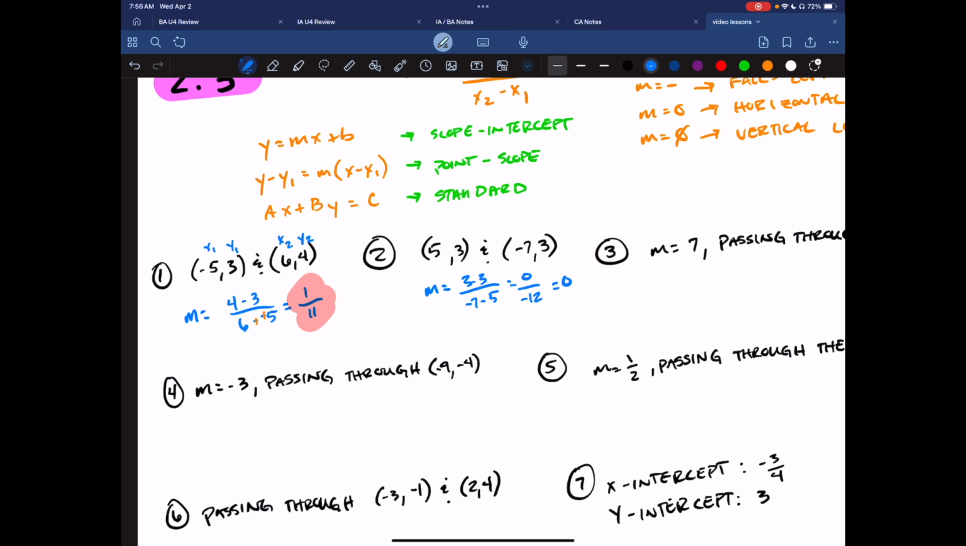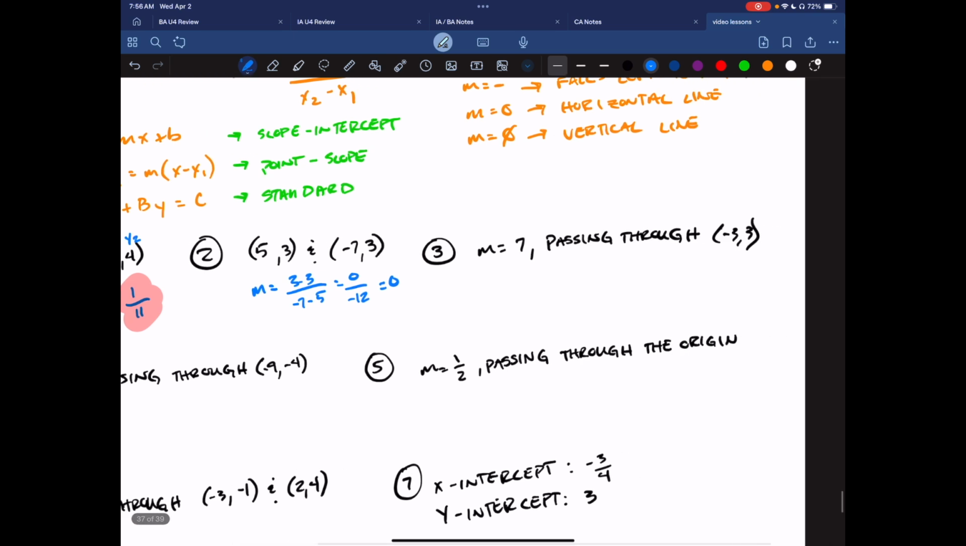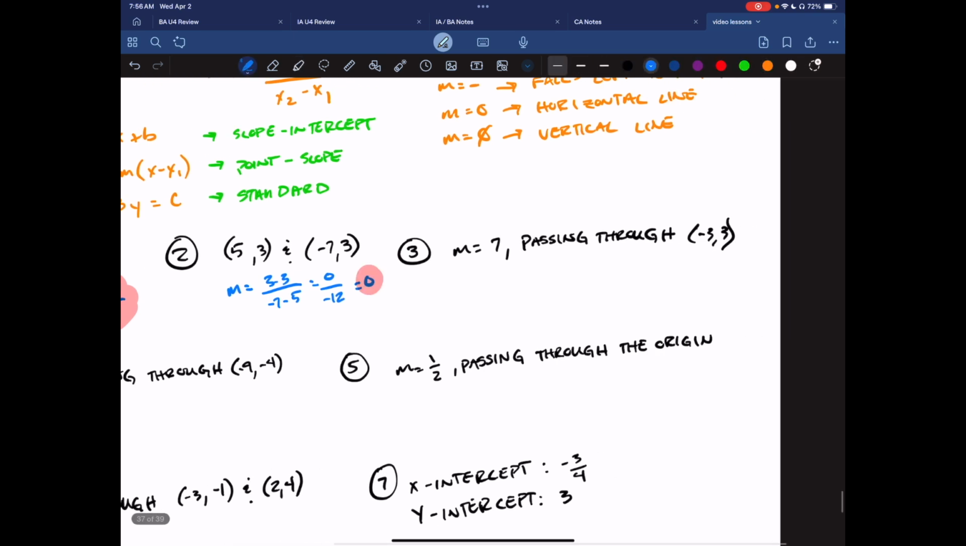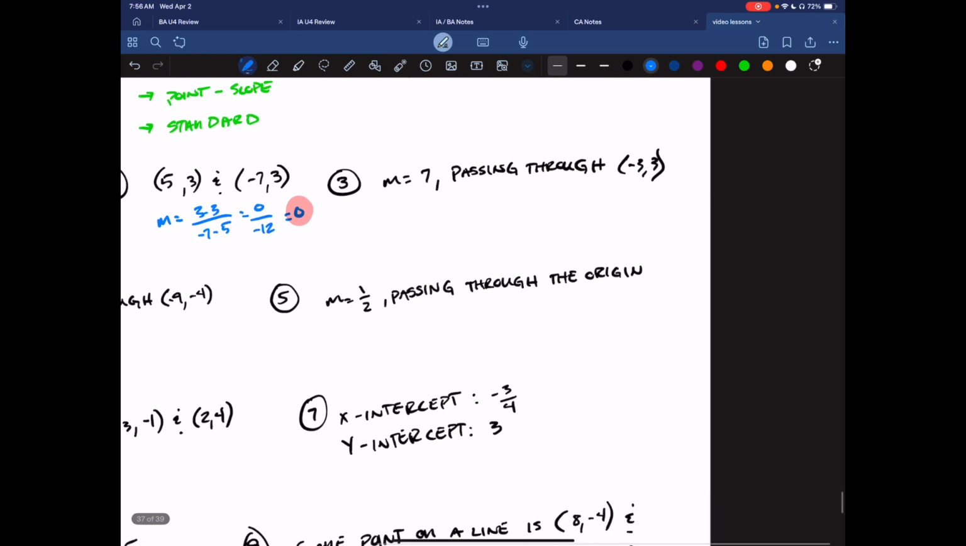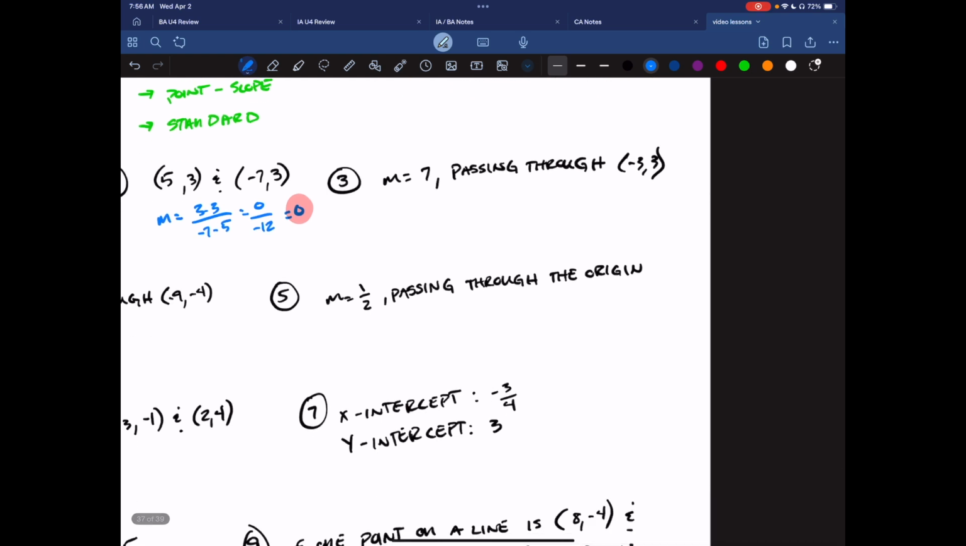So if this 3 minus 3 had been in the bottom, then this would have been undefined instead of 0. Okay, so that's that. Now, as we will with most of these problems, we're trying to find the equation of a line. Let me do two things. First of all, let me show you point slope.